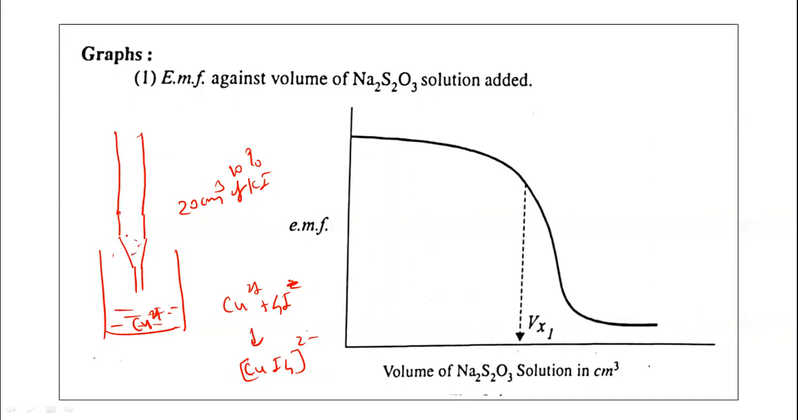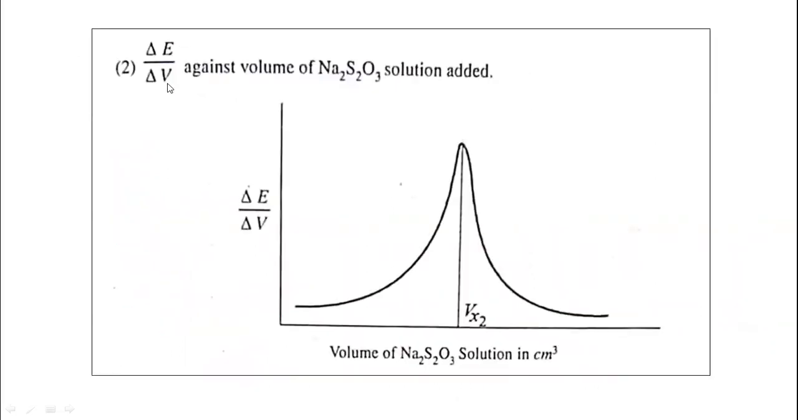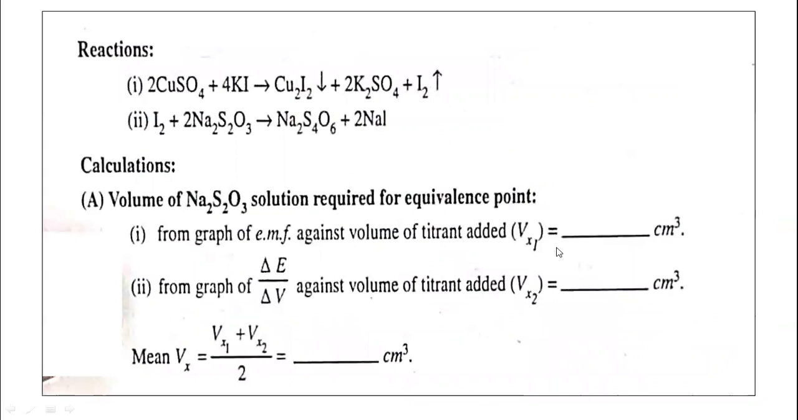and when we are adding this sodium thiosulfate solution from the burette, then this dark yellow color changes. Okay, so EMF will go on decreasing, and this is the equivalence point Vx1. Then we have to plot the second graph also, that is delta E upon delta V against sodium thiosulfate solution. So we are getting here Vx2. Okay, so we have to take the mean of this Vx1 plus Vx2.